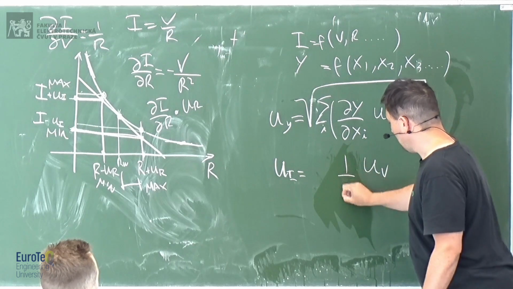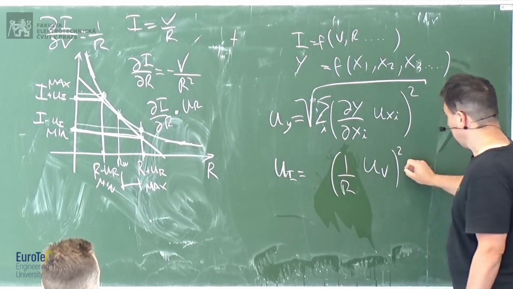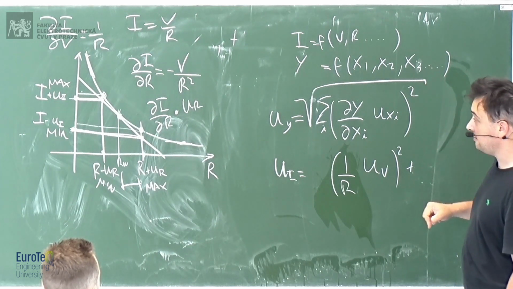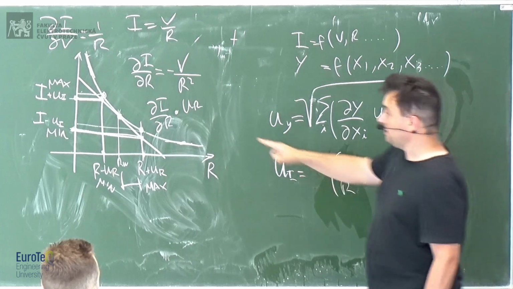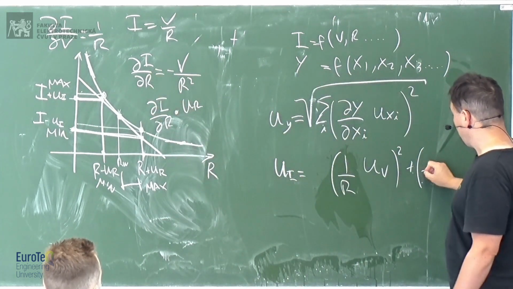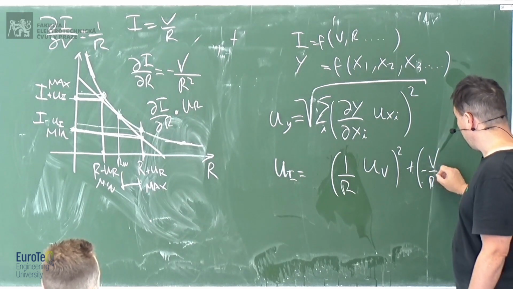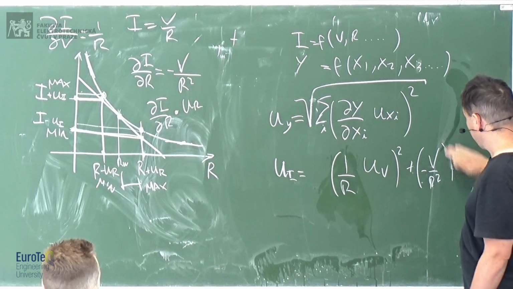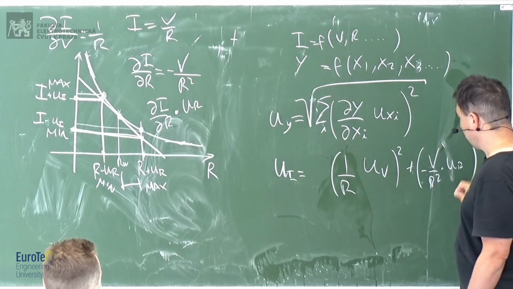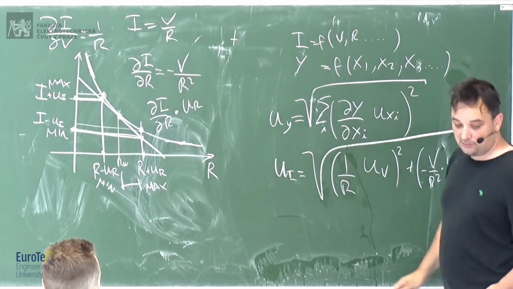So 1 over R. Then we square it. Then we have the uncertainty of the resistance. So we have to take the derivative of the current with respect to the resistance, which is minus V divided by R squared, times the uncertainty of the resistance, again squared, and everything under a square root.